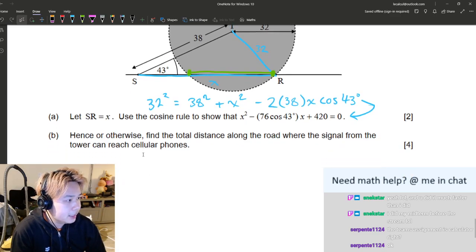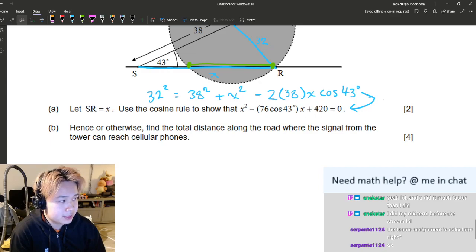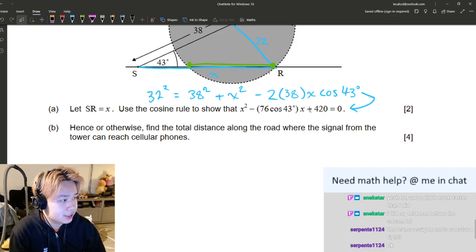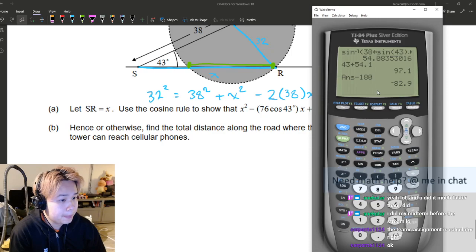Okay, well, it says hence. So when IB says hence, that typically means that you need to use your former answer or whatever information's given to you up here. It says otherwise, which means of course you could do it without, but we're going to take this as a hint. And what I can do is solve for x in this equation. So I can get the total distance from S to R. And then we'll see what happens from there.